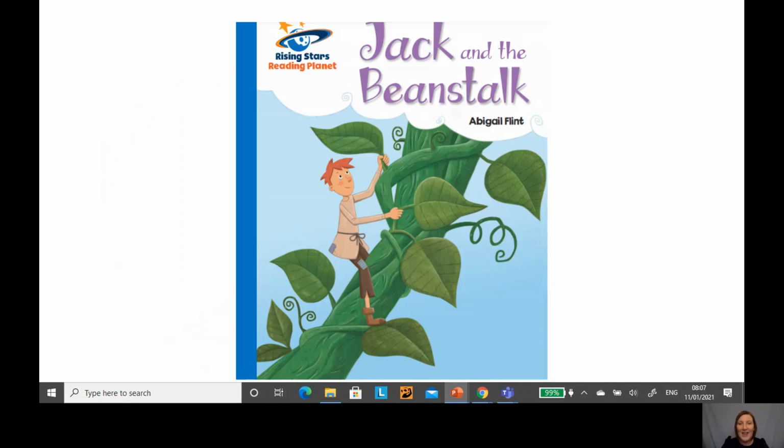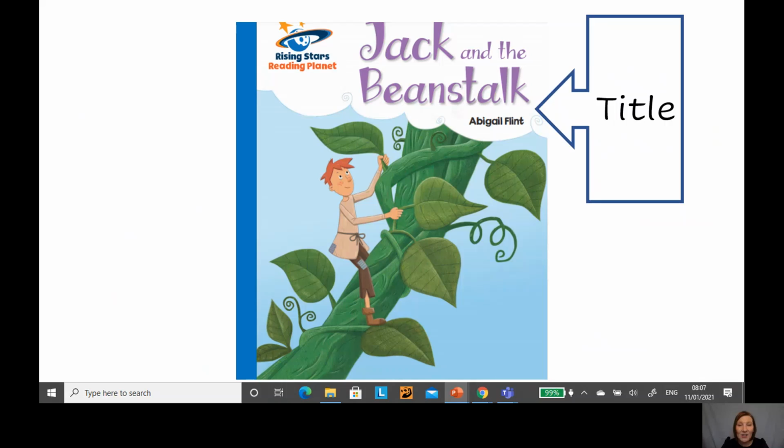This is our story today, and this is our front cover of our story. We have our title here, and our title today is Jack and the Beanstalk. Jack and the Beanstalk. Have you ever read this story before? You have? Brilliant. So, do we think that Jack could be the main character? He possibly could be. And a beanstalk. Now, if I have a look at that picture there, that doesn't look like a normal beanstalk. That looks a little bit like a magical beanstalk, doesn't it?